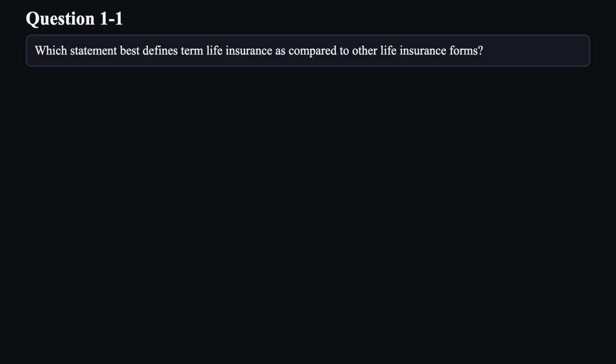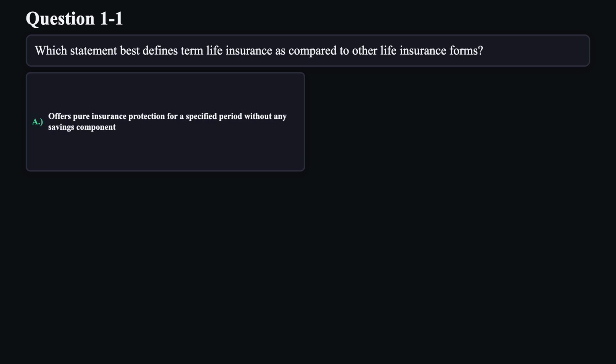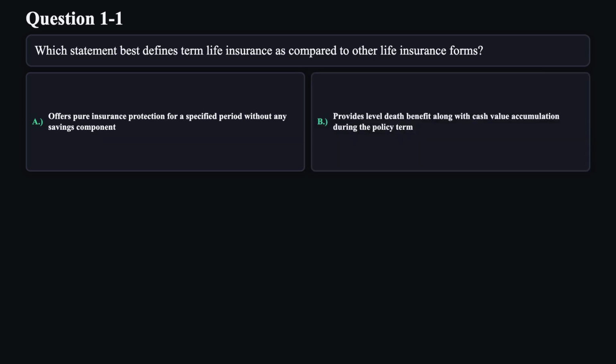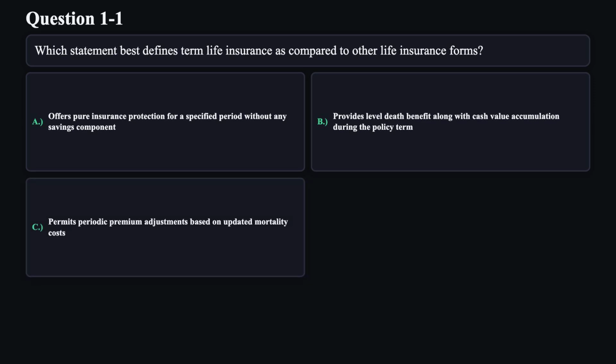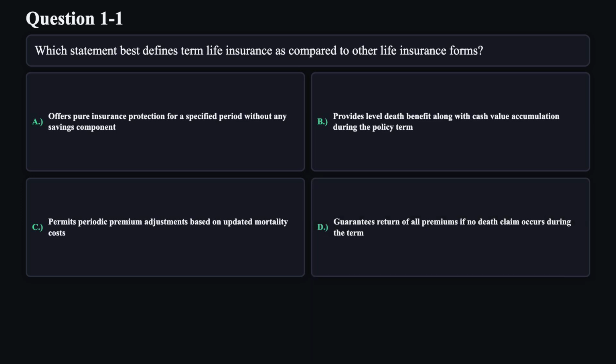Which statement best defines term life insurance as compared to other life insurance forms? A. Offers pure insurance protection for a specified period without any savings component. B. Provides level death benefit along with cash value accumulation during the policy term. C. Permits periodic premium adjustments based on updated mortality costs. D. Guarantees return of all premiums if no death claim occurs during the term.